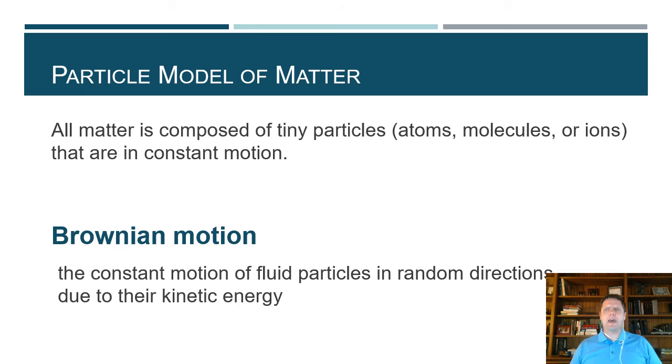So the particle model of matter says that all matter is composed of tiny particles, atoms, molecules, or ions that are in constant motion. So the idea is that all of matter is actually always in motion. There's always a kinetic energy to all particles. Because remember, by the third law of thermodynamics, you can't get to absolute zero. So all particles in the universe are constantly in motion. It might be just slight vibrations that we cannot even perceive with the human eye, but they're in constant motion. And this constant motion of fluid particles in random directions is due to their kinetic energy, and is called Brownian motion.